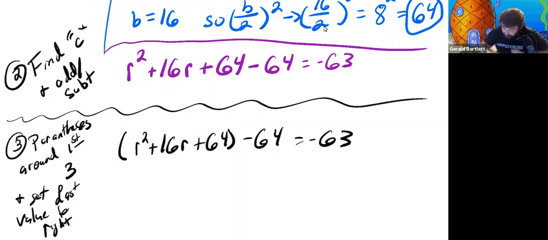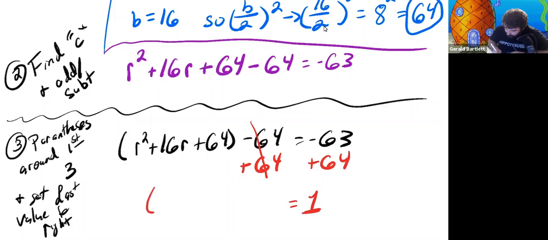Like I said, this is one of the more in-depth things we've done, but you guys can handle this. So add 64 to both sides. That cancels it out here. And that leaves me with 1 on the right and the rest of this stuff, r squared plus 16r plus 64.